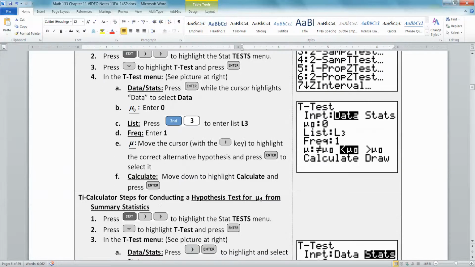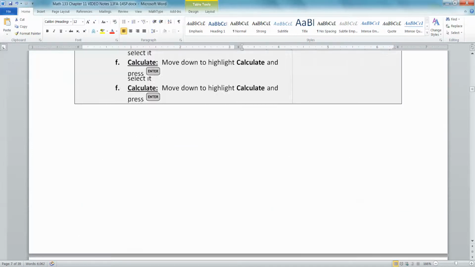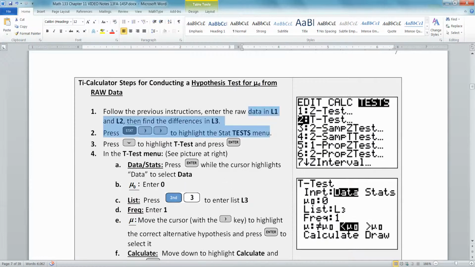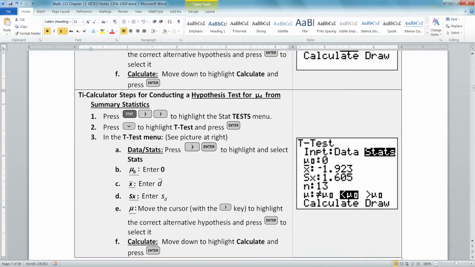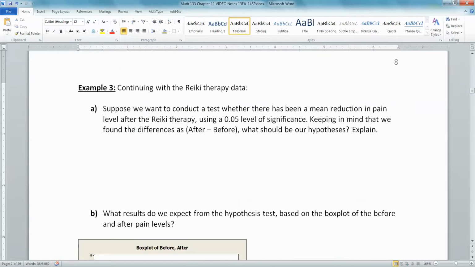All right, so on the next page I have the instructions, but I'm about to show you a lot of those instructions anyway. But notice I show both methods here in the instructions. The raw data method, which is what we're going to use right here because we have the raw data. Or if I gave you the statistics instead, you would run it this way. All right, so let's see. We won't have time to finish all of this, but we can probably do the first bit, which is suppose we want to conduct a test whether there has been a mean reduction in pain level after the Reiki therapy using a 0.05 level of significance. Keeping in mind that we found the differences as after minus before, how should we put our hypotheses?